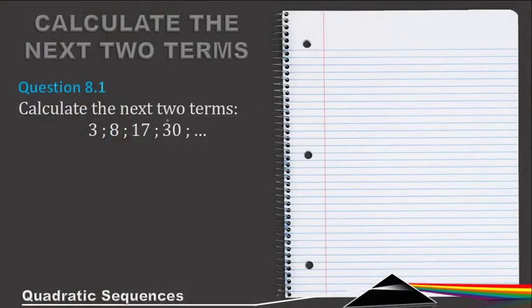Okay, so for this one, calculate the next two terms. Now from 3 to 8 is 5. And from 8 to 17 is 9. Then from 17 to 30 is 13. Okay, so there we can see we don't have a common difference. Let's look at the second common difference. The second difference is 4, and then from there to there is 4. So our second difference is 4.